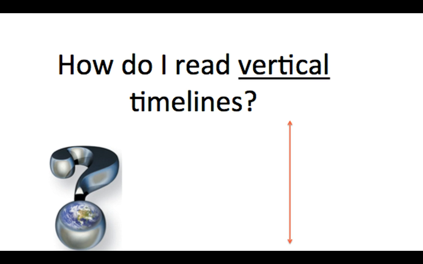So I noticed that this essential question has a vocabulary word from this week, vertical. Vertical means running up and down, just like the arrow that you see on our screen. Today we'll work on reading timelines that are shaped like this, that run up and down.